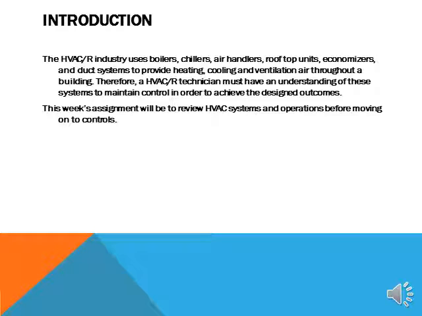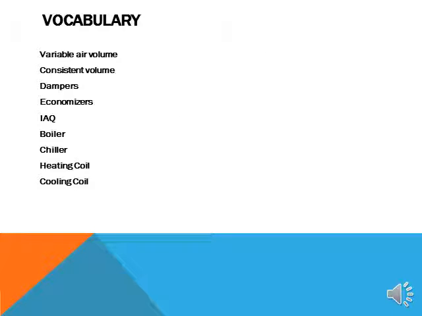The HVACR industry uses boilers, chillers, air handlers, rooftop units, economizers, and duct systems to provide heating, cooling, and ventilation air throughout a building. Therefore, a HVACR technician must have an understanding of these systems to maintain control in order to achieve the desired outcomes. This week's vocabulary: variable air volume, constant volume, dampers, economizers, indoor air quality, IAQ, boiler, chiller, heating coil, cooling coil.